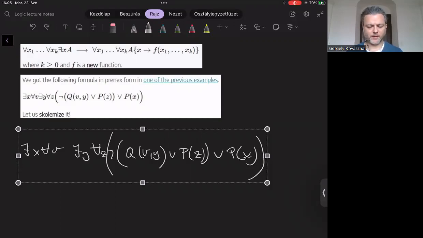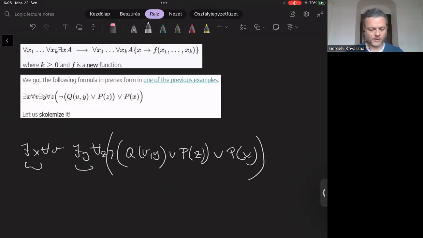In this exercise, we have to apply Skolemization, which means to eliminate existential quantifiers. Actually, this formula we deal with is coming from our previous exercise, and it's already in a prefix normal form. You can find two existential quantifiers, this one and that one. So we want to eliminate them. This is what Skolemization is about.